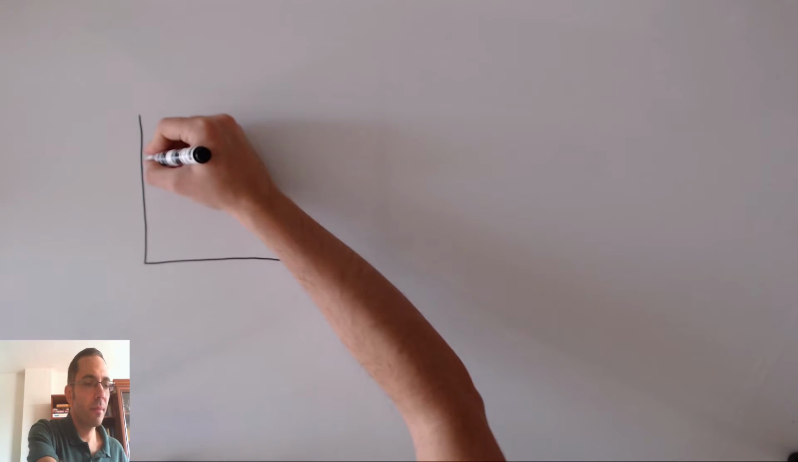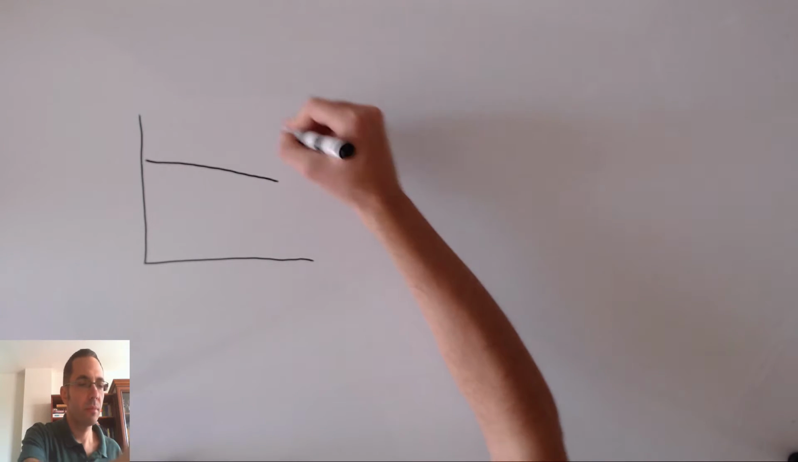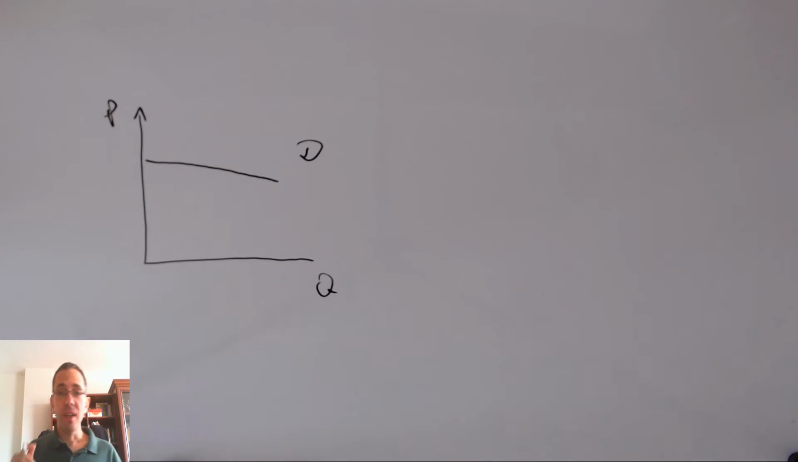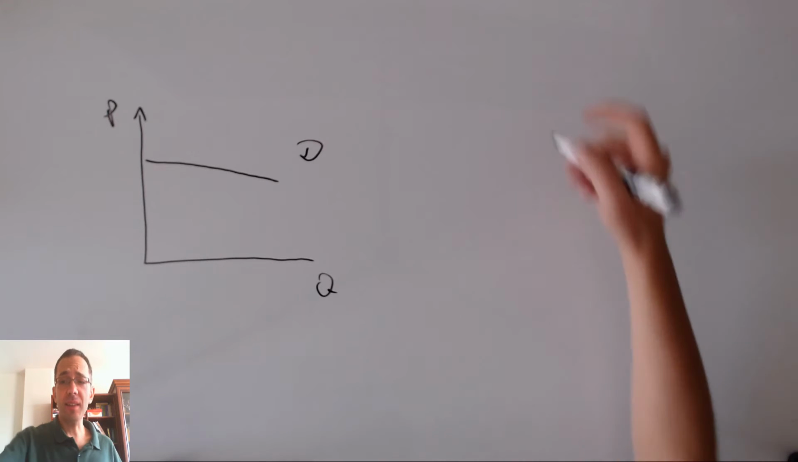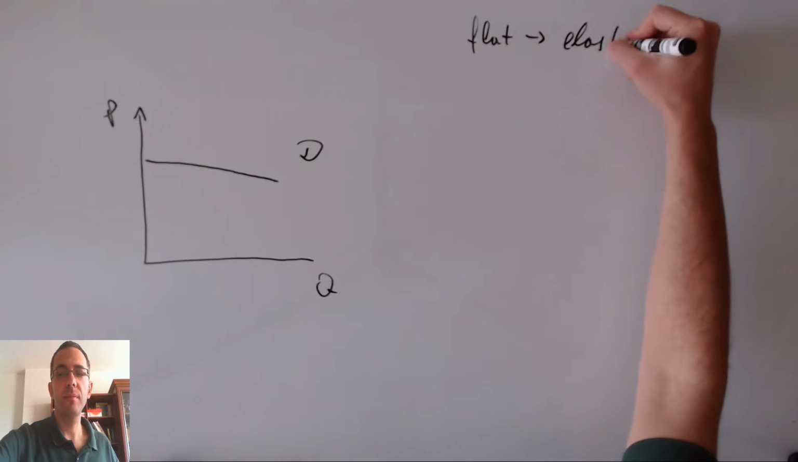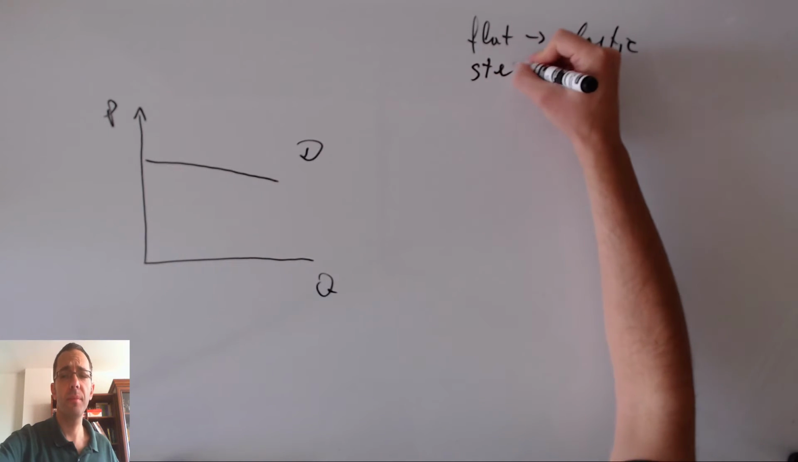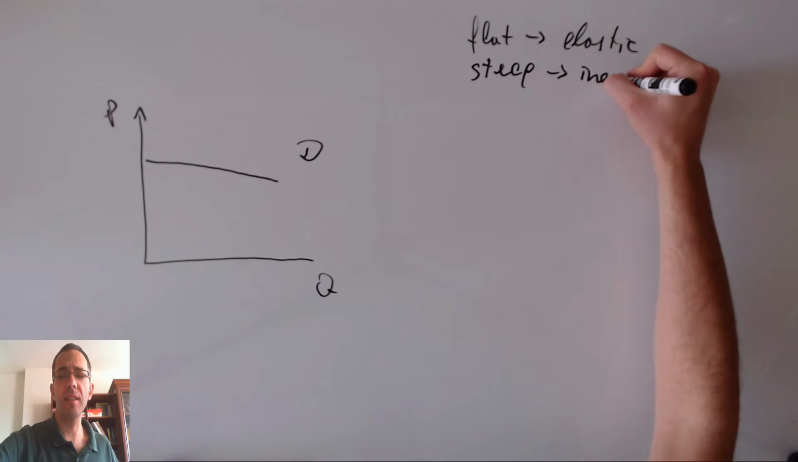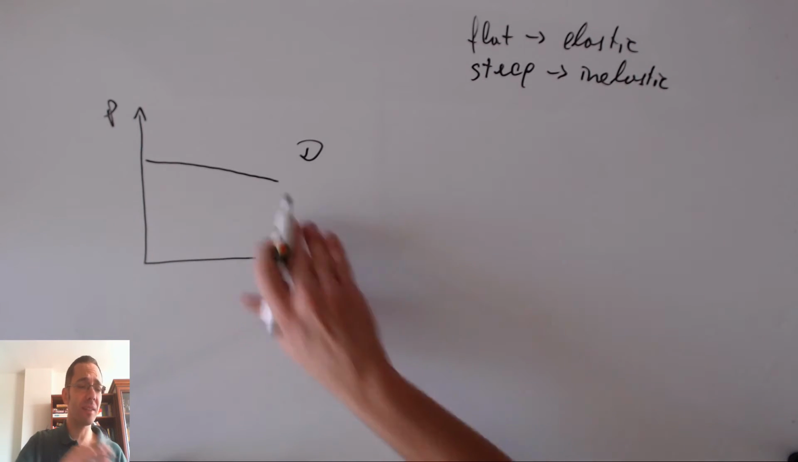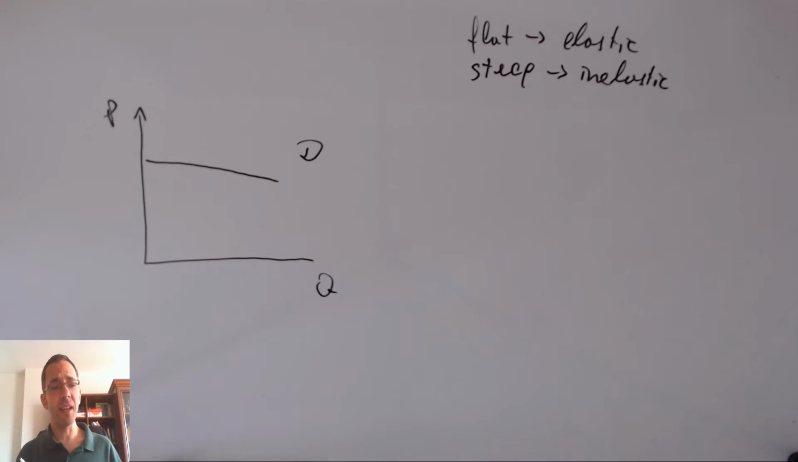Let's say that this is my demand. Now, the general guide is look at the slope, and if it's flat, it would mean elastic. If it's steep, it would mean inelastic. Now, this is not always the case, and I'll prove it in a second. But this is your general guidance. So we see a flat demand curve, and we can say, oh, well, this demand curve will probably be elastic.